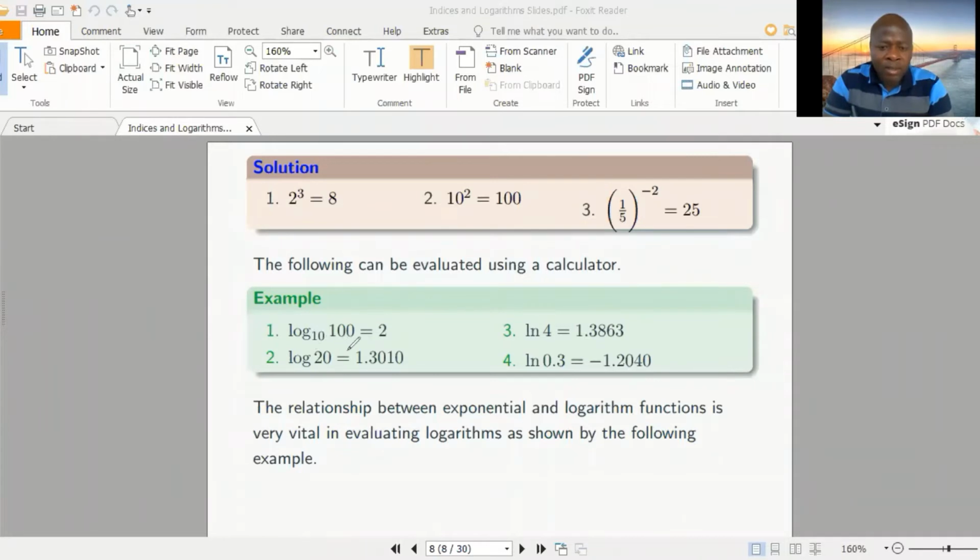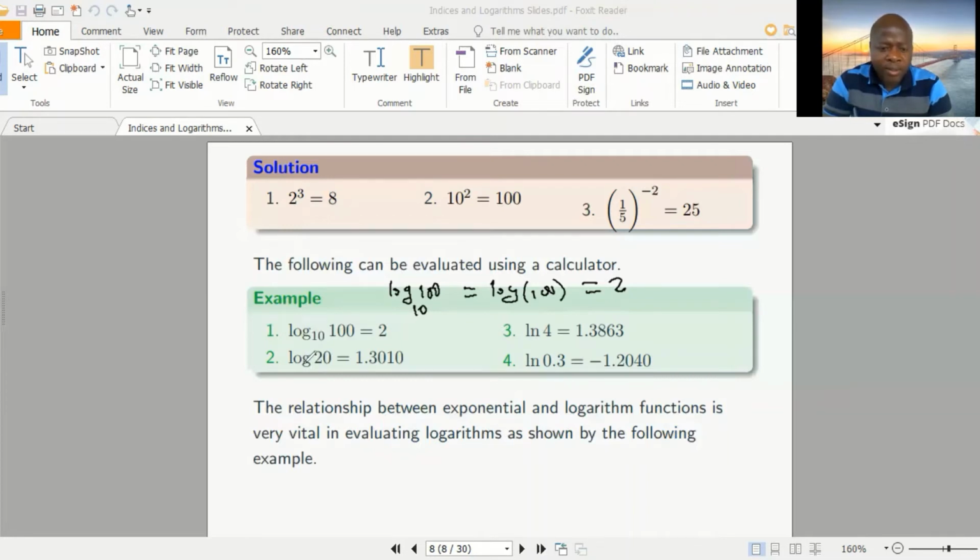This one you can just use a calculator. I had already said that this one is log of 100 to base 10, so your calculator can do this. You are given log of anything to base 10, your calculator can do it. Just press log and then press 100 and say equals. Your calculator should be able to give you 2.